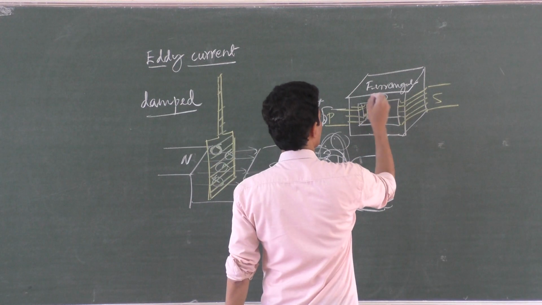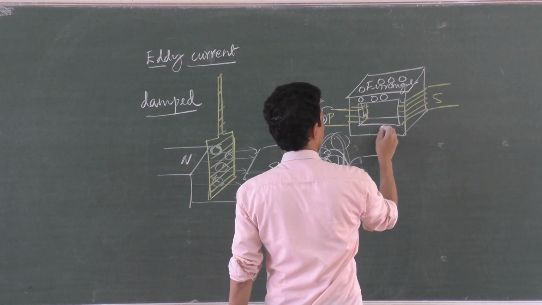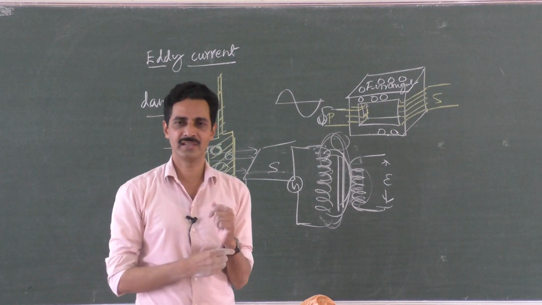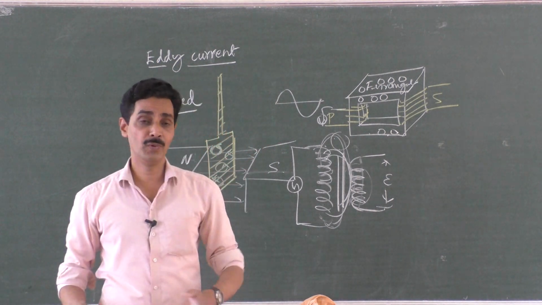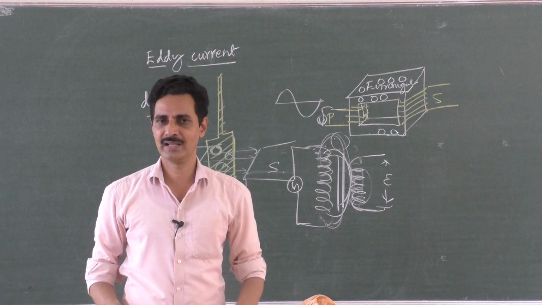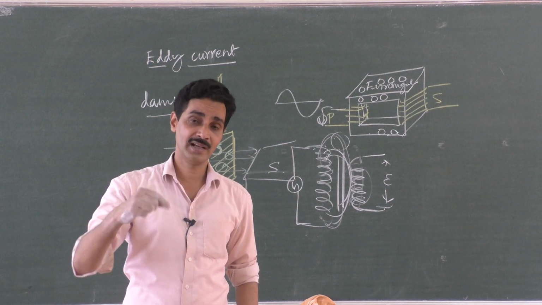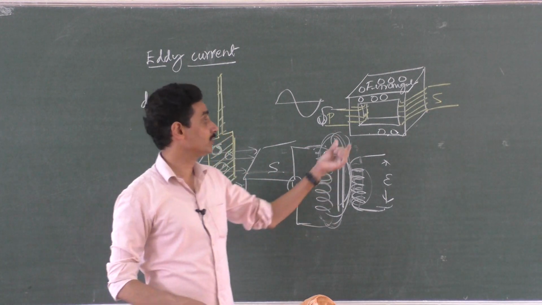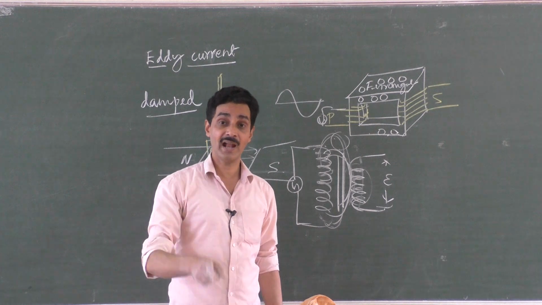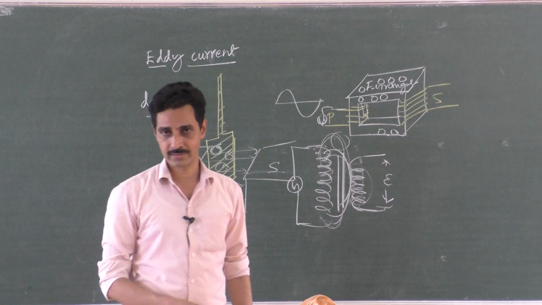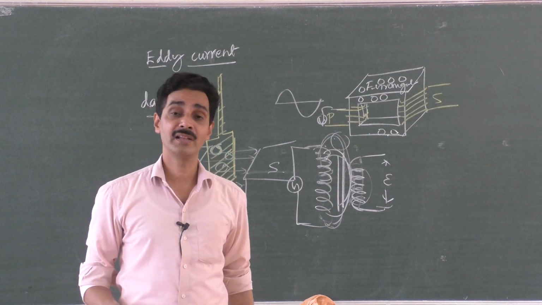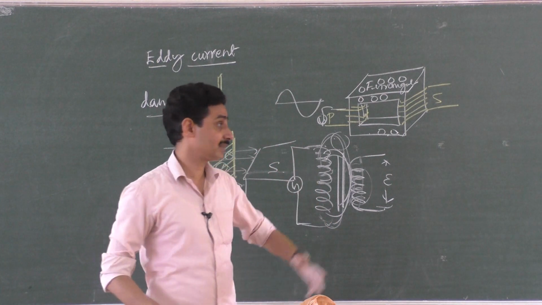Eddy currents are produced in the metal block. Many eddy currents, small loops of current, are produced inside the metal block, and they flow more and more, and they produce a large amount of heat energy. That heat energy is not the application here, it is a loss. Heat energy produced due to eddy currents in a transformer core is a loss. And when you study the transformer, you will mention this. In a transformer, we don't get 100% efficiency.